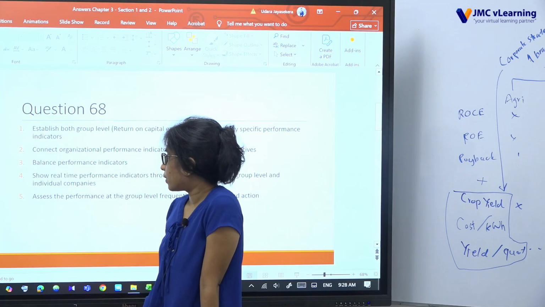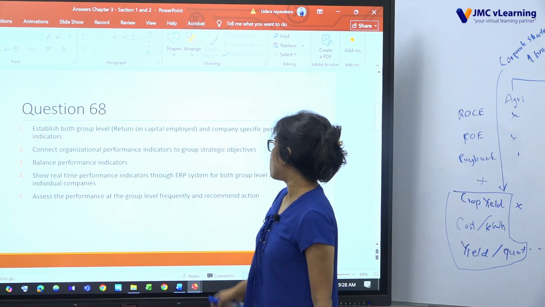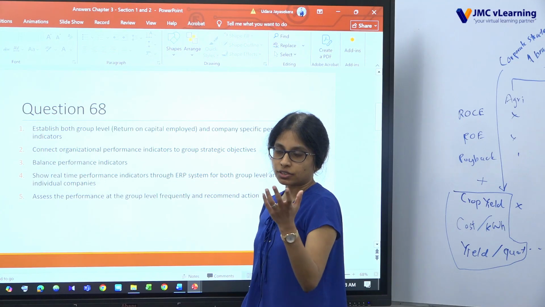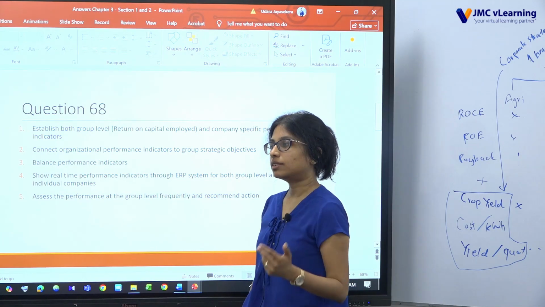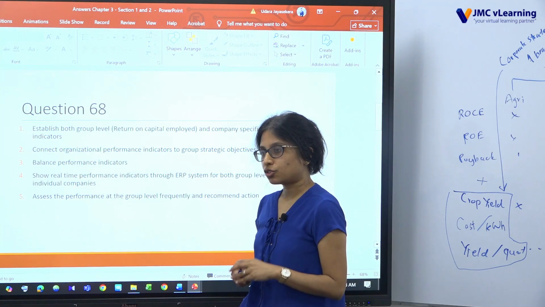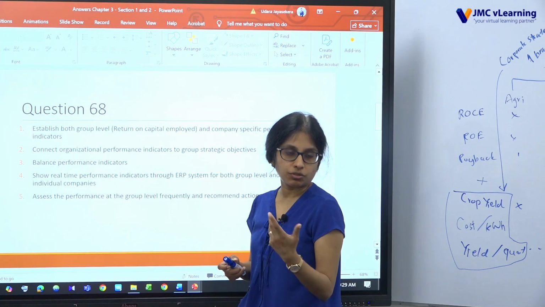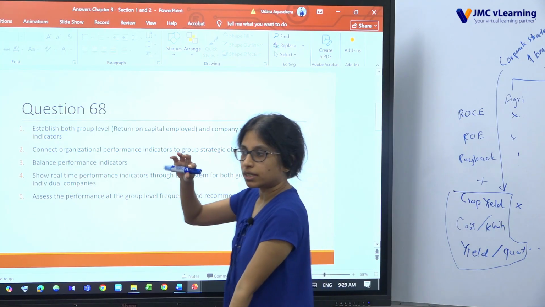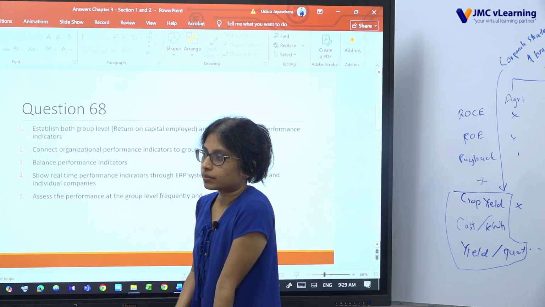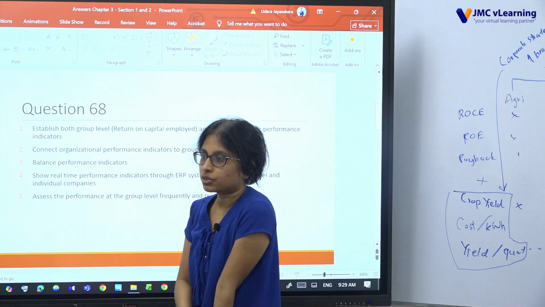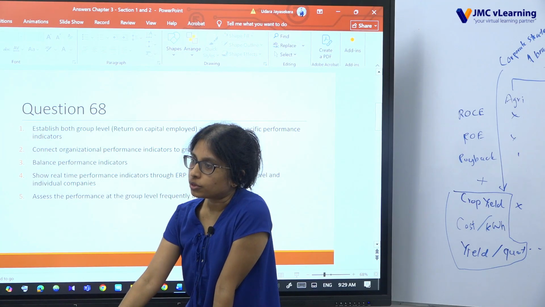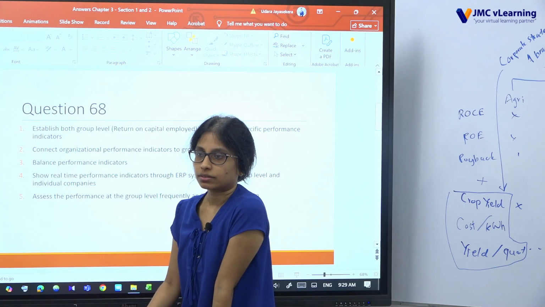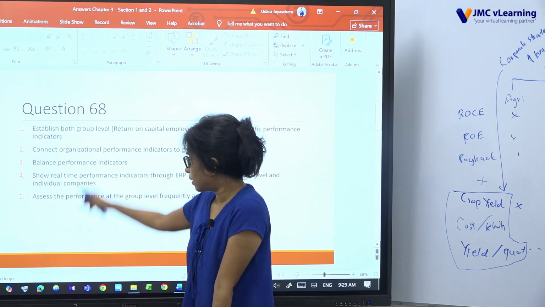Right. Assess the performance at the group level frequently and recommend action. You can do all that, but if there is no governance, it doesn't make any sense. There has to be a committee which needs to convene at a certain frequency. At that meeting, you have to discuss this. Our crop yields have failed this much. We are going to go for organic food, so we have to buy these plots of land. Likewise. Got it? Take this down.